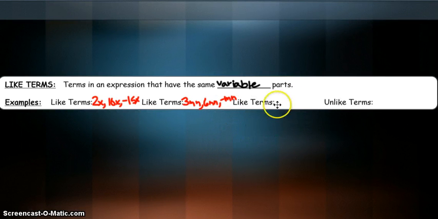Another like term would be 5. There's no variable part here, so anything that doesn't have a variable part would be a like term of it. So like 5, negative 6, 17, 500, just any normal number that we always combine, that we always add together or subtract.